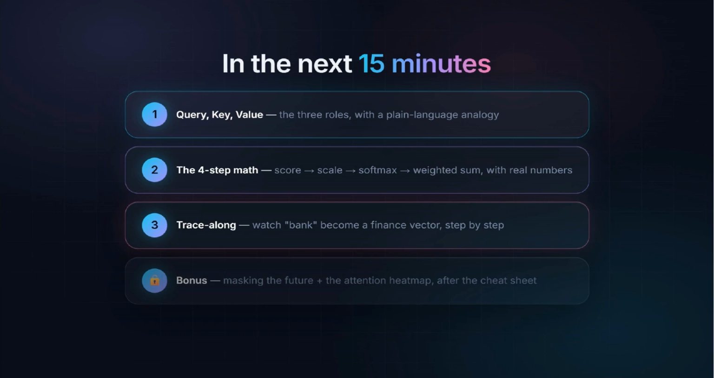And a bonus after the cheat sheet: how models mask the future during generation, plus the attention heat map that visualizes the whole thing. Heads up, this video ties the whole series together. Dot products from the vectors video, the weight matrices from the matrices video, and Softmax from the Softmax video all show up here.